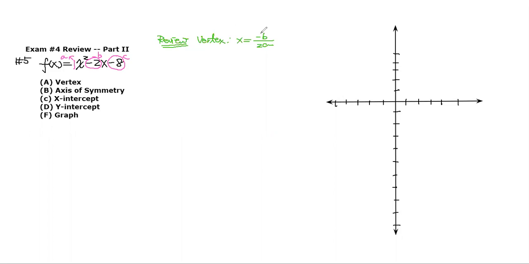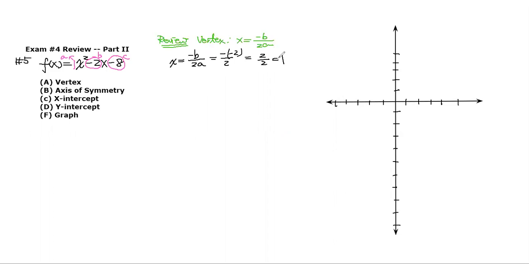So for the vertex, the x coordinate will be what? Negative b over 2a. Here 2 times 1 is 2, and negative b is negative 2, so it becomes 2 over 2, which is 1.